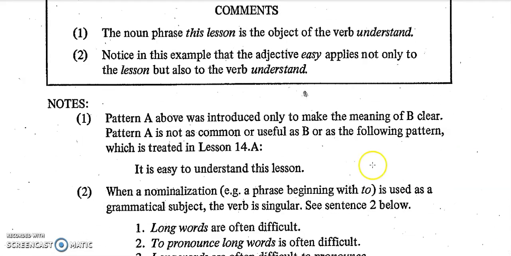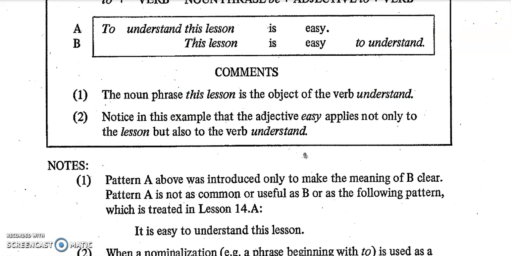And then on the comments, the first one, the noun phrase this lesson is the object of the verb understand. Okay, so here, to understand is the verb, and this lesson is the object. What is understood? This lesson. What is easy to understand? This lesson. And then notice in this example that the adjective easy applies not only to the lesson but also to the verb understand. So, what is easy? The lesson is easy, and to understand the lesson is easy.